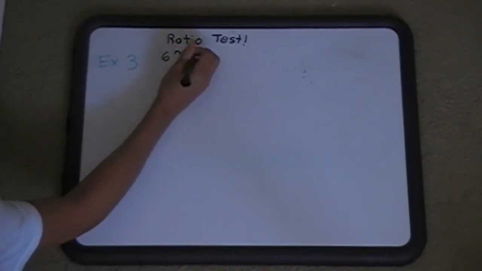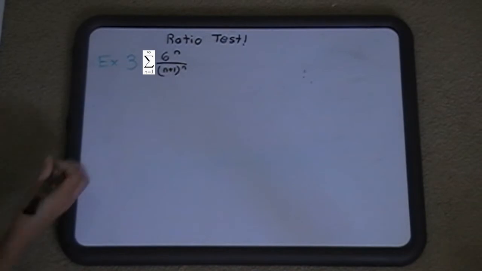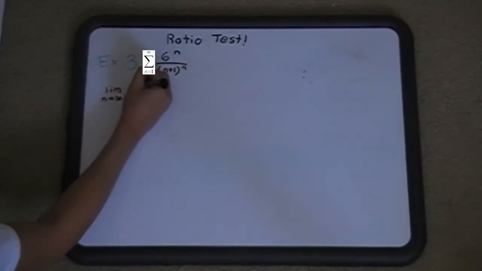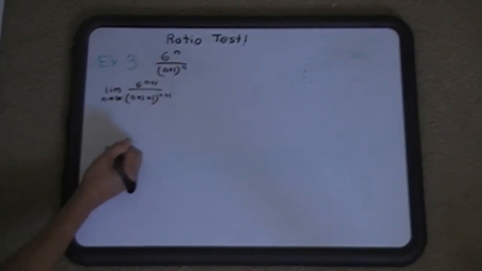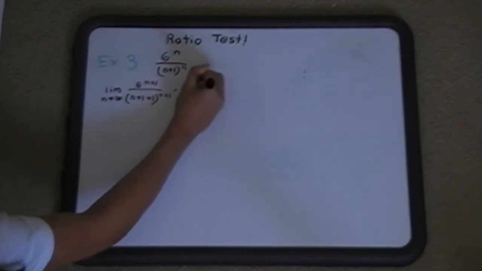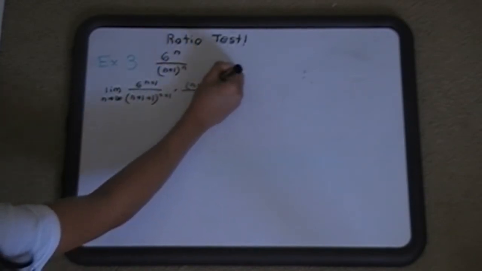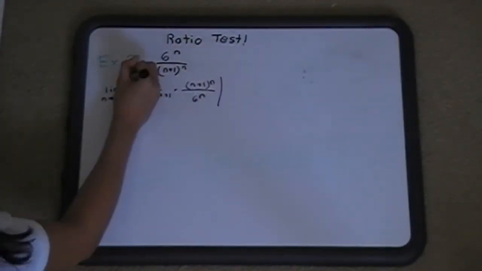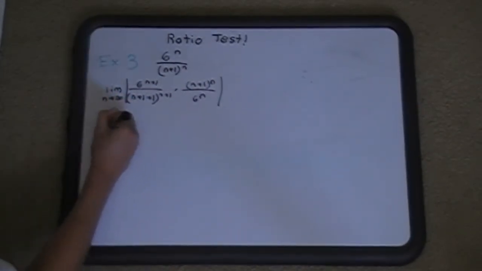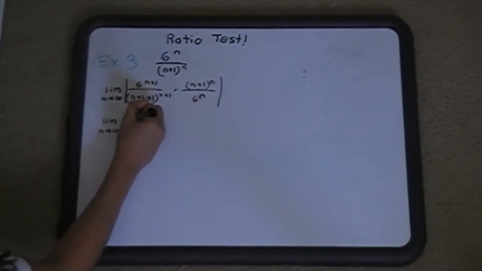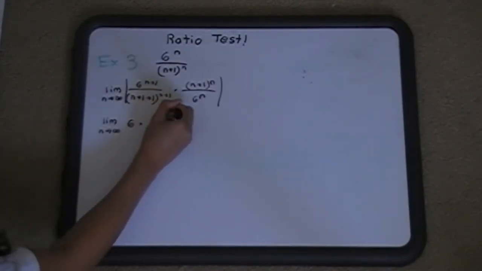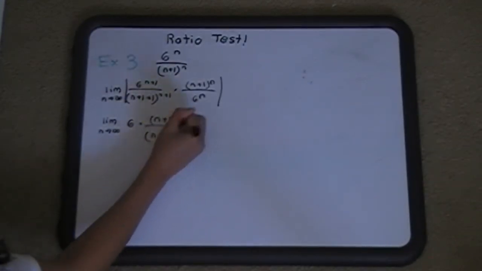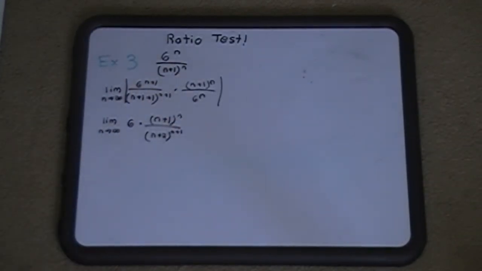For our last example, we're having 6 to the n over n plus 1 to the n. Again, you're going to take the limit of the absolute value of a sub n plus 1 over a sub n, and we're going to multiply by the reciprocal instead of dividing. It makes it much simpler. And then again, you simplify. 6 to the n plus 1 over 6 to the n is simply 6. And then the numerator, n plus 1 to the n, will be the same. And the denominator, I just added the 1's together inside the parentheses, but it's still the same thing.